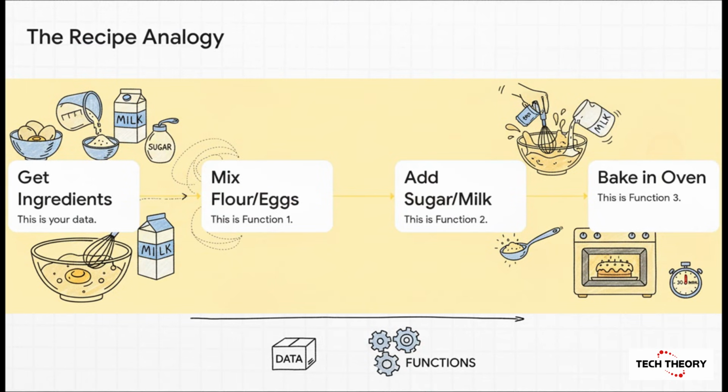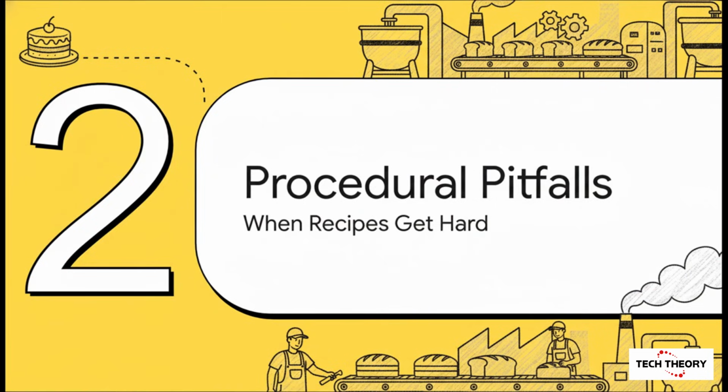You start by getting your ingredients. That's your data in the programming world. Then you do a series of actions, or functions, on that data. You mix this, you add that, you bake it for 30 minutes. The really key thing to get here is that the ingredients, the data, and the actions, the functions, are treated as two totally separate things. Now that works perfectly for a simple little cake.